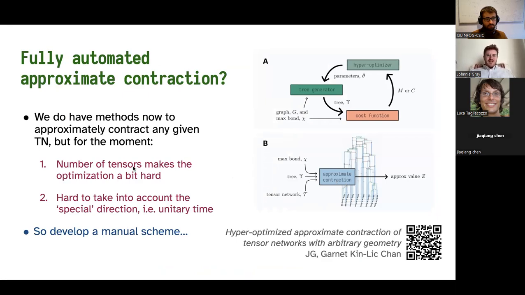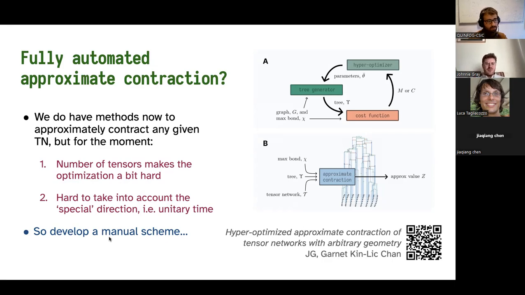But for the moment, the sheer number of tensors in this huge thing makes the optimization a bit hard. And there's also this very special direction in a quantum dynamics tensor network, which is that you have some kind of unitary time-like direction. And at the moment, it's hard to put in information about that into these completely automated contraction schemes. And you do have to treat it a little bit differently because, of course, the unitary time taken on its own is not compressible. It's like a full rank operator.